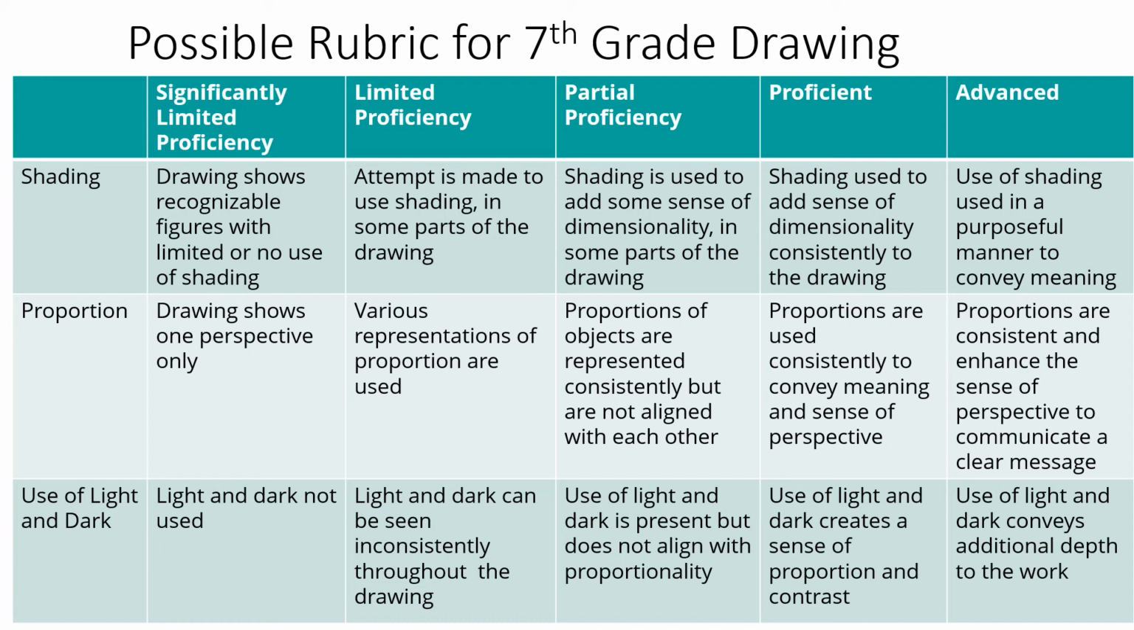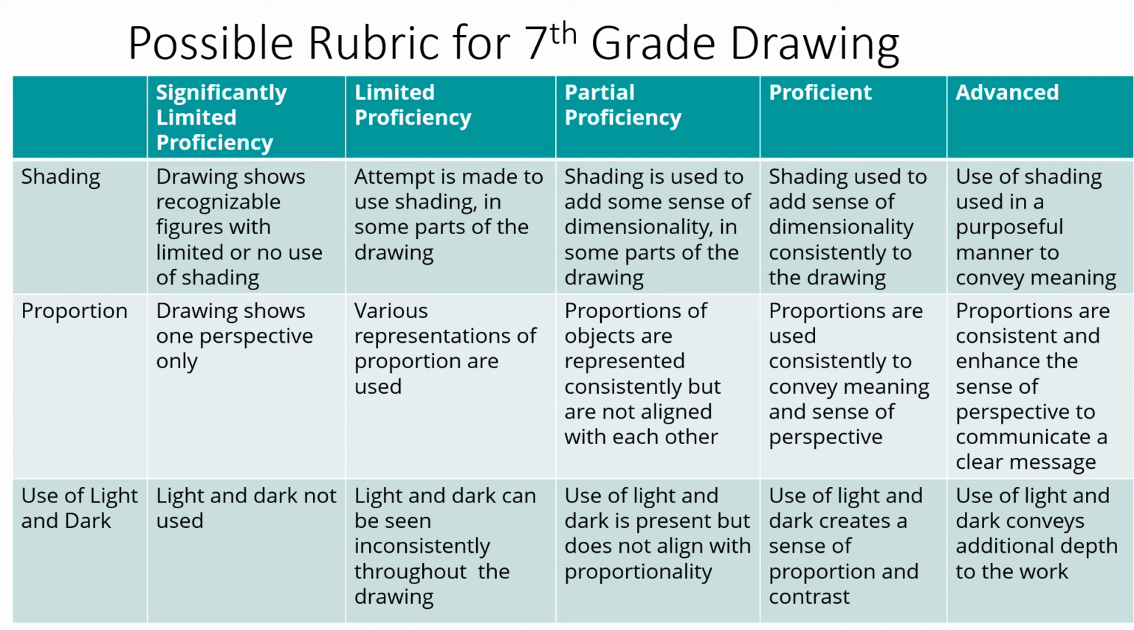So for example, a student's drawings might show some attempts to use shading in at least some parts of their drawings, which would align to the descriptor for limited proficiency, which states attempt is made to use shading in some parts of a drawing. Another student's drawings may show shading that actually adds a sense of dimension to their drawings, which would align to the descriptor for proficiency, which states shading is used to add a sense of dimensionality consistently to the drawing.